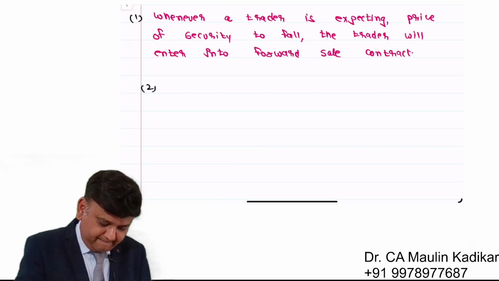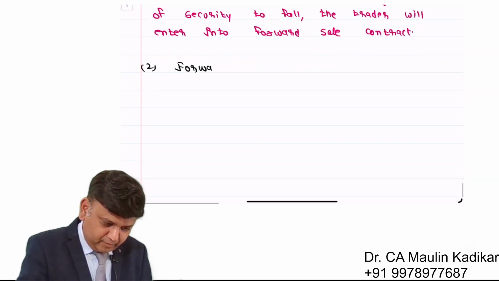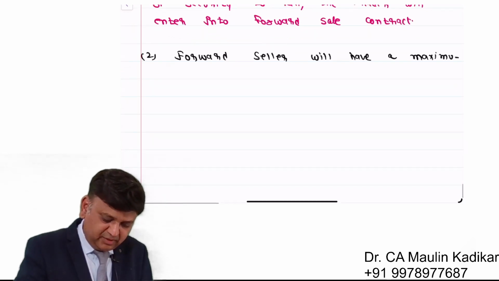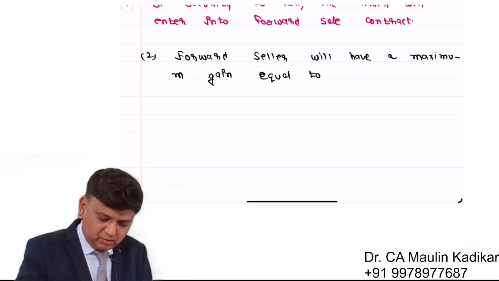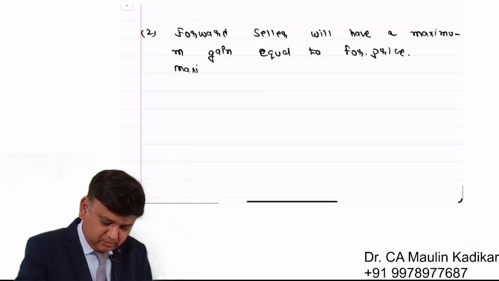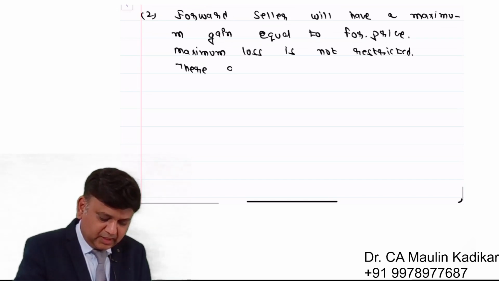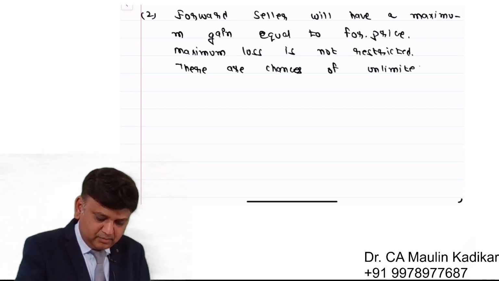Second point: forward seller will have a maximum gain equal to the forward price. Maximum loss is not restricted. There are chances of unlimited loss.